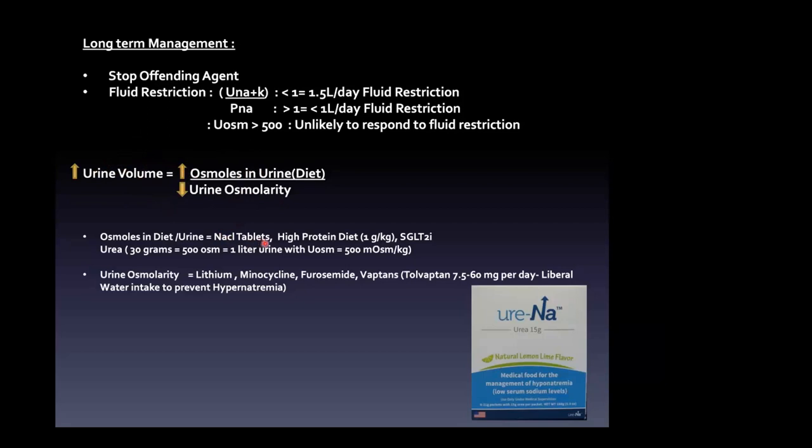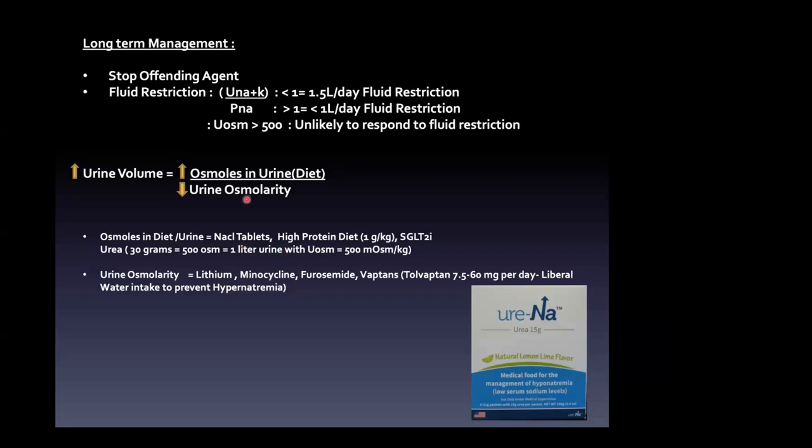So we can give them sodium chloride tablets. We can give them a high protein diet. SGLT2 inhibitors are now also being used because they get rid of glucose and sodium in the urine. And in Europe, you also have urea, right? So what is interesting is that urea, about 30 grams of urea, has an osmolarity of 500. So if you put 500 in the numerator and your patient has a urine osmolarity of 500, then the urine volume potentially with 30 grams of urea is about 1 liter, okay? So that is kind of a standard dose of urea. You give them 30 grams of urea and you can increase the urine volume by about 1 liter per day.